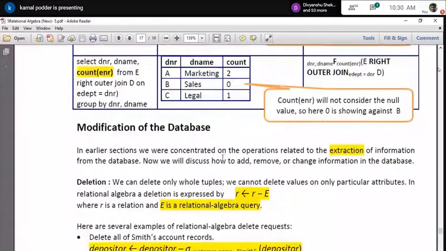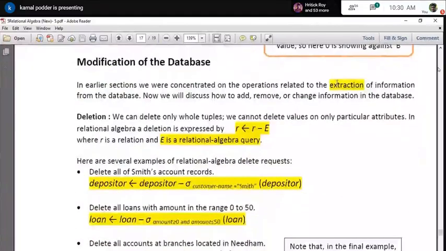Okay, so this is basically more or less the outer join thing. Now so far we have discussed all the select thing, basically how to retrieve the data from the table with the help of relational algebra. Does it mean that I cannot do any other operation? It's not. Actually, you can do all the DML operations.